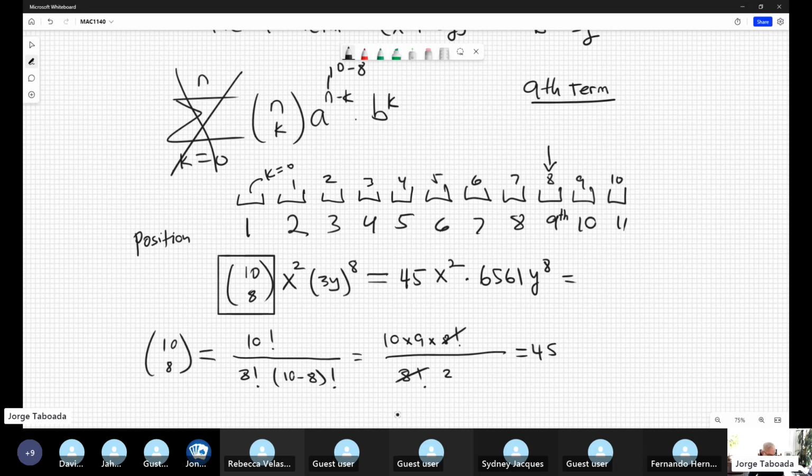And the answer is 26. Now, I make a mistake. I make a mistake, of course. 6,561 times 45. I forgot 5. Okay, there you go. It's 29,000. No, 295,245. And the variable is x squared and y8. It is my final answer.